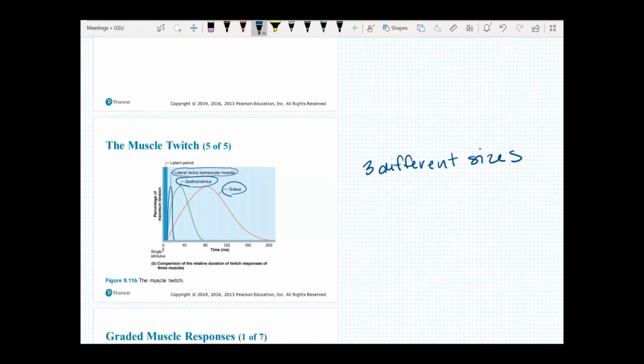And you can see that the small one, this extraocular muscle, has a very fast twitch. It starts and it ends and it goes through all three of those phases here. Whereas this other muscle goes through all three of those phases in 200 milliseconds. So the length of your muscle twitch is determined by the size of your muscle. And it's a really cool premise.